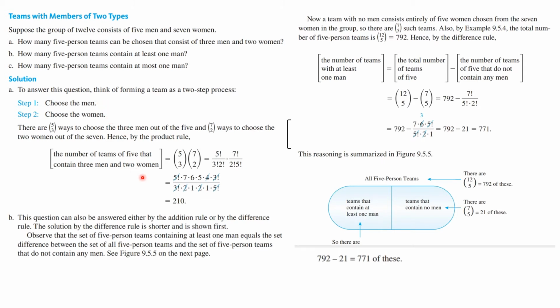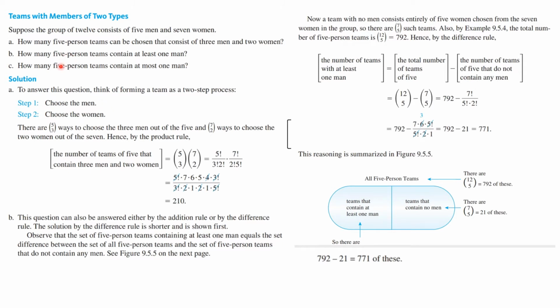So how many ways can you choose the men? 5 choose 3, times, how many ways can you choose the women? 7 choose 2. Now there's a lot of calculation involved here, and I expect you to be able to use your calculator, but the answer is 210.